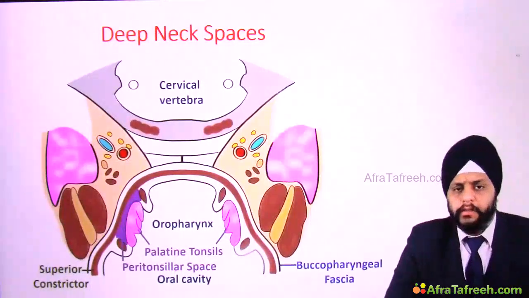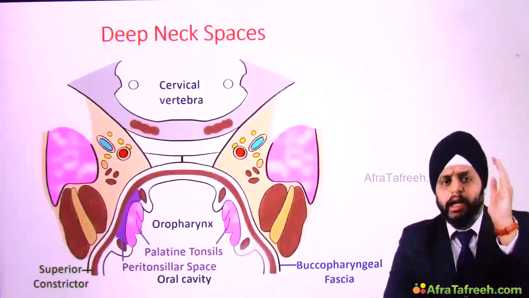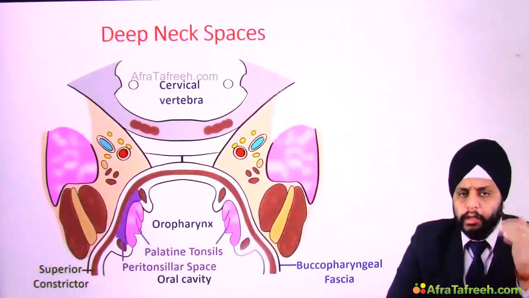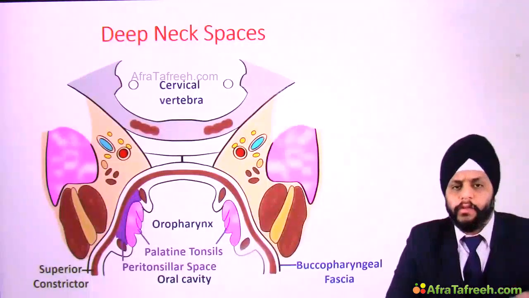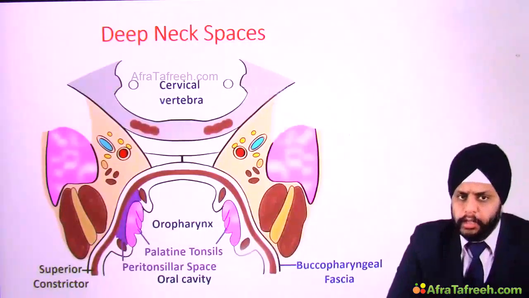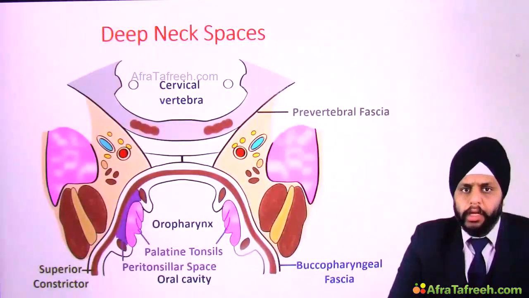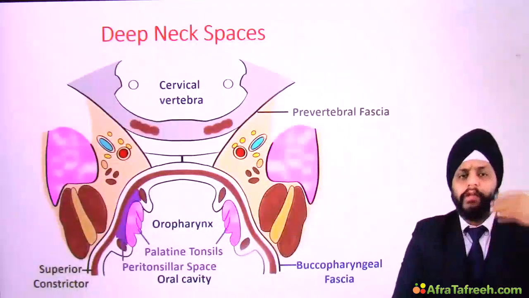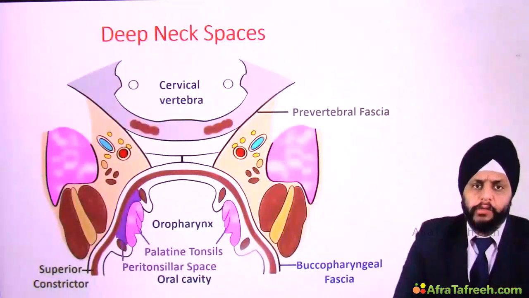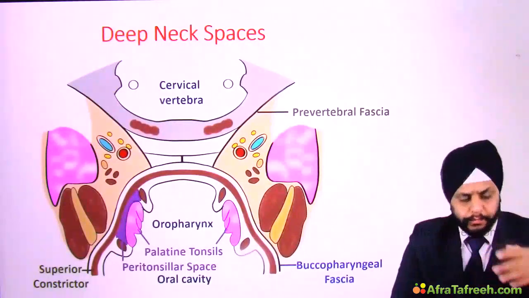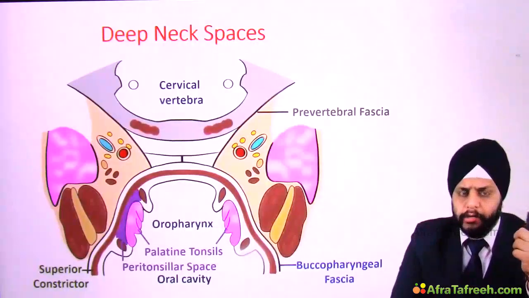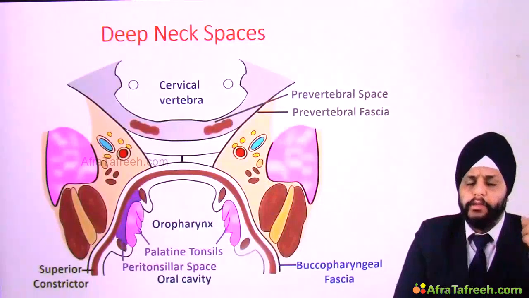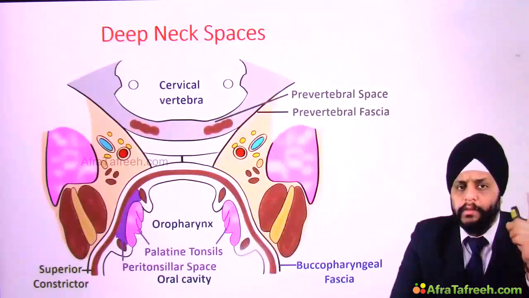Let's look at this fascia. Now, surrounding the superior constrictor muscle, we have the fascia, which is known as buccopharyngeal fascia. Right? So this fascia is known as buccopharyngeal fascia. That also we have studied earlier in different places. Okay, now we have the cervical vertebra. Now, just anterior to the cervical vertebra, we have the fascia that is known as prevertebral fascia. Okay, so that fascia is known as prevertebral fascia. Now, between the prevertebral fascia and the cervical vertebra, we have the space. We know that space is known as prevertebral space.